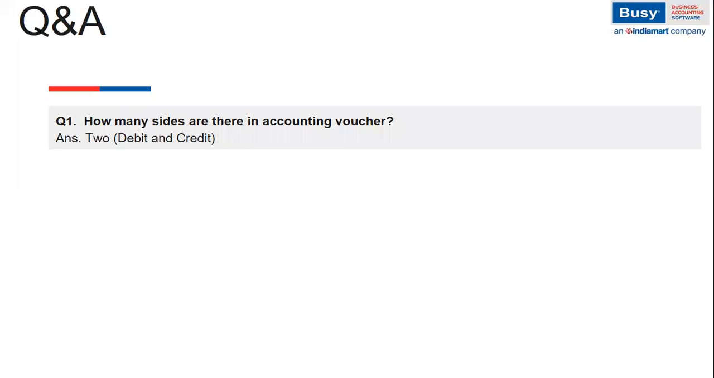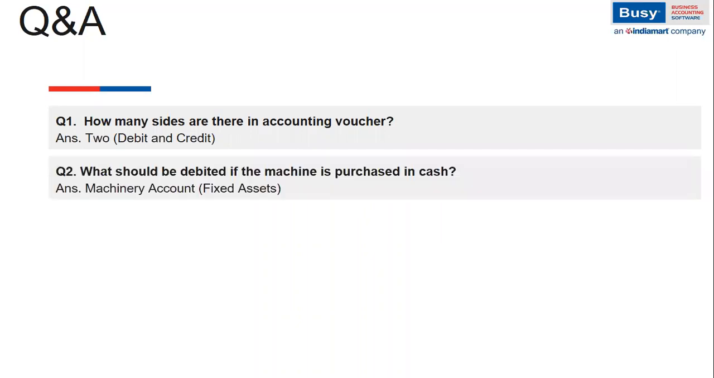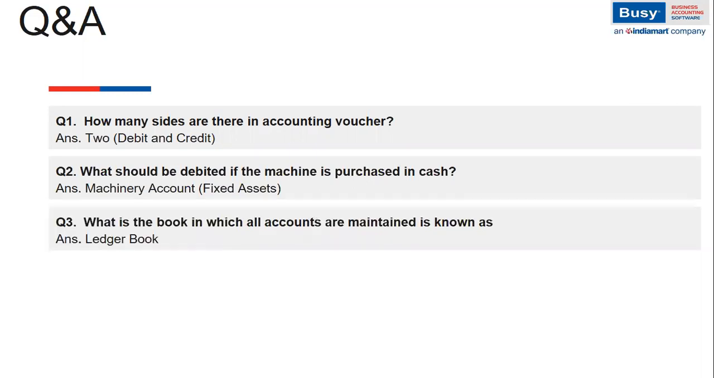Now, question and answer. The first question is, how many sides are there in accounting vouchers? So two sides, debit and credit. Each transaction has two effects, debit and credit. The second question is, what should be debited if a machine is purchased in cash? If you are purchasing a machine, the machine is a fixed asset. So you have to treat the machine account as a debit.